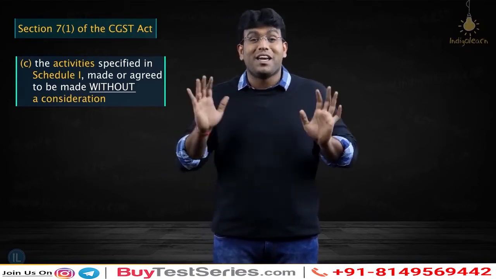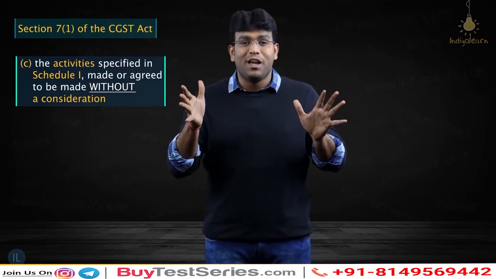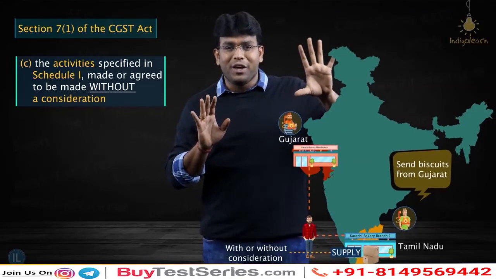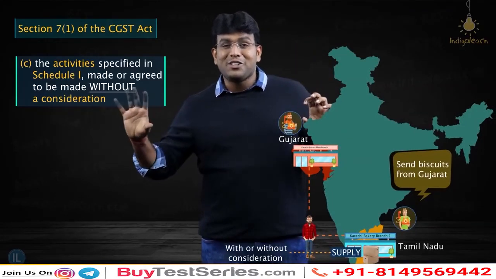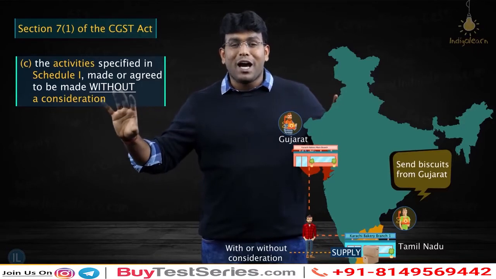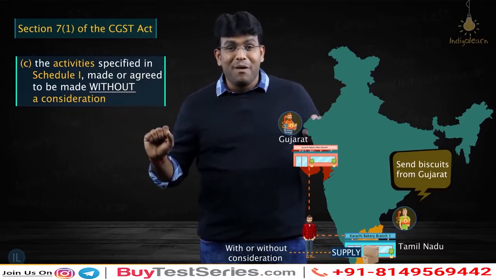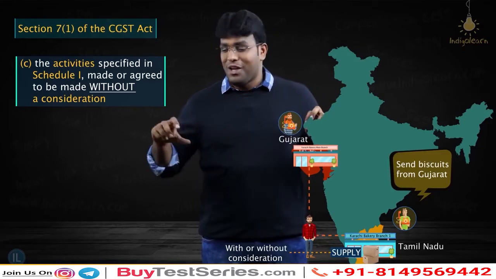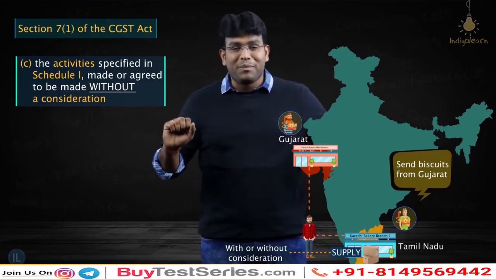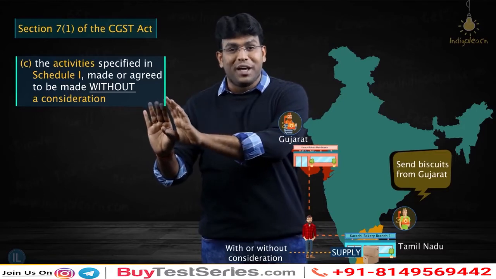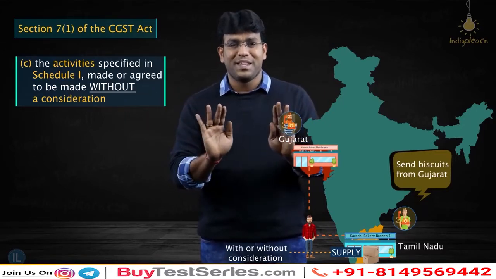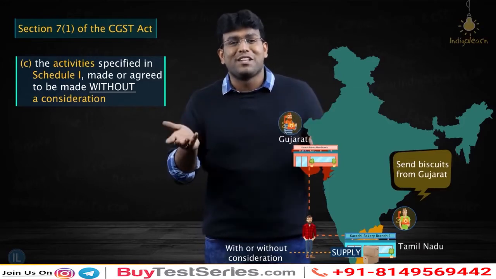Now we are talking about a case where there is no consideration but you still pay tax. Some time back I gave an example, and I repeat that one more time. Karachi Bakery, Gujarat and Karachi Bakery, Chennai are both owned by the same person, but there is a transfer of biscuits from Karachi Bakery, Gujarat to Karachi Bakery, Chennai. The goods are moved from here to here. So technically, there is only a stock transfer, but we still call it supply.